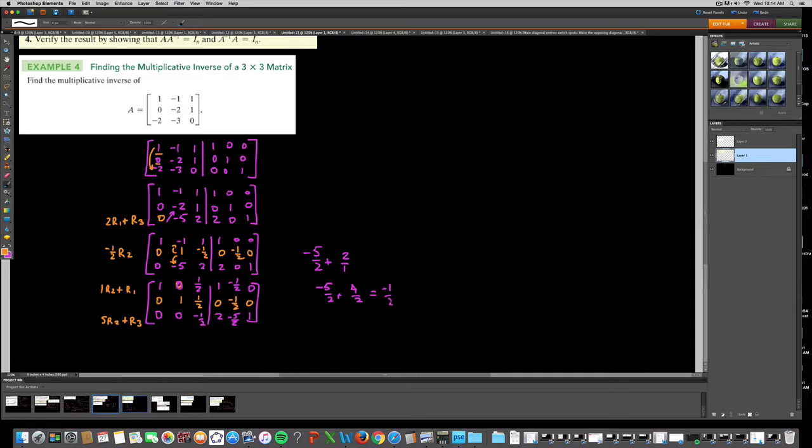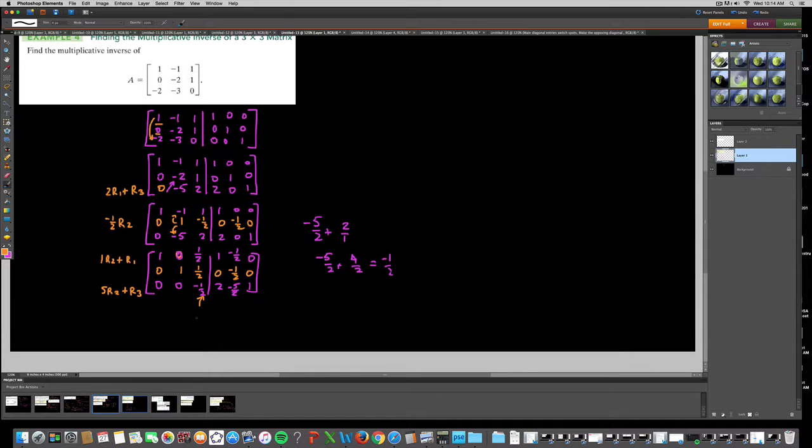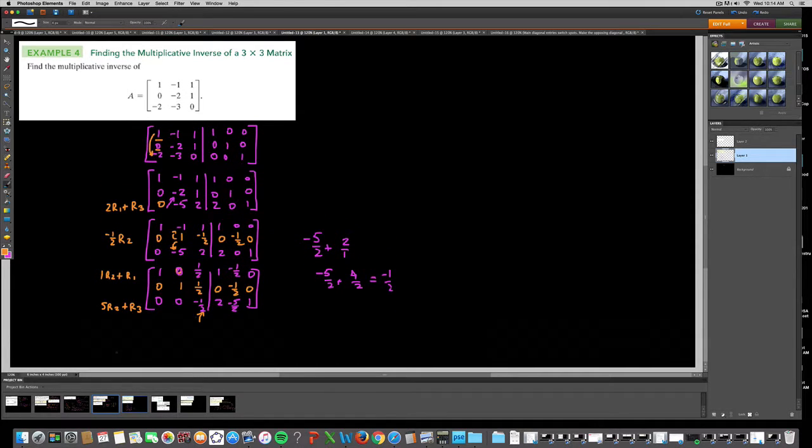So now we've got a 1 in the first column, 0's underneath. A 1 in the second row, second column, and 0's above and underneath. Now we want to get a 1 here. And of course, to get a 1, we always just take that thing times its reciprocal. So we're going to take everything now in the third row times the reciprocal of negative a half, which is negative 2. So we say negative 2 times row 3 here. So row 1 is 1, 0, 1 half. Row 2 is 0, 1, negative a half. And then our last row becomes 0, 0, 1.